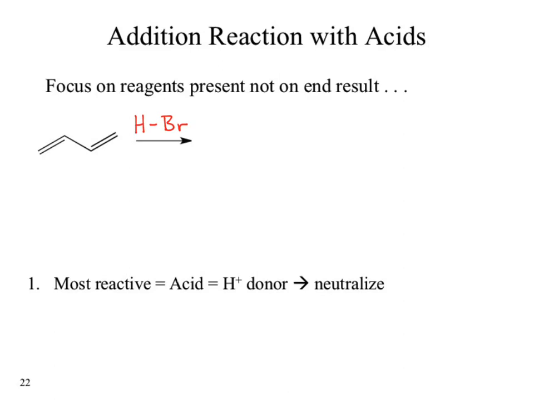HBr is a polar molecule. Why is it polar? Difference in electronegativity. Is there a difference in electronegativity between the carbons and hydrogens in the alkene? No, which means that's not the reactive structure. That's not where my focus should be. My focus should first be with the most reactive structure.